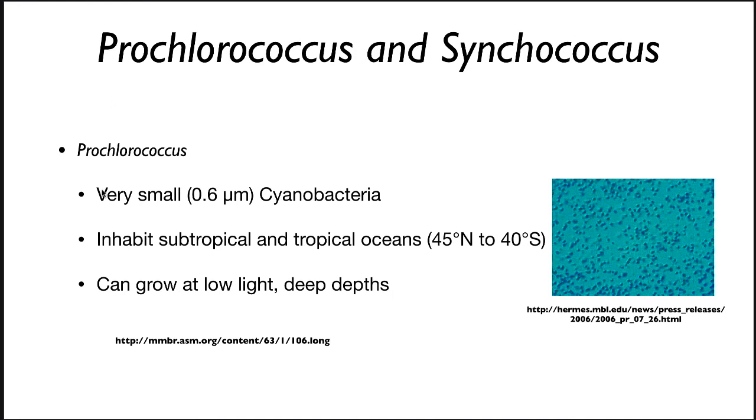Another organism that you find is Prochlorococcus. This is a very small cyanobacteria. It inhabits subtropical and tropical oceans, and it can grow at low light and deep depths. So it's very good at growing at deep depths where there's not a lot of light, and you'll see a lot of this in the ocean, as you saw in the survey.